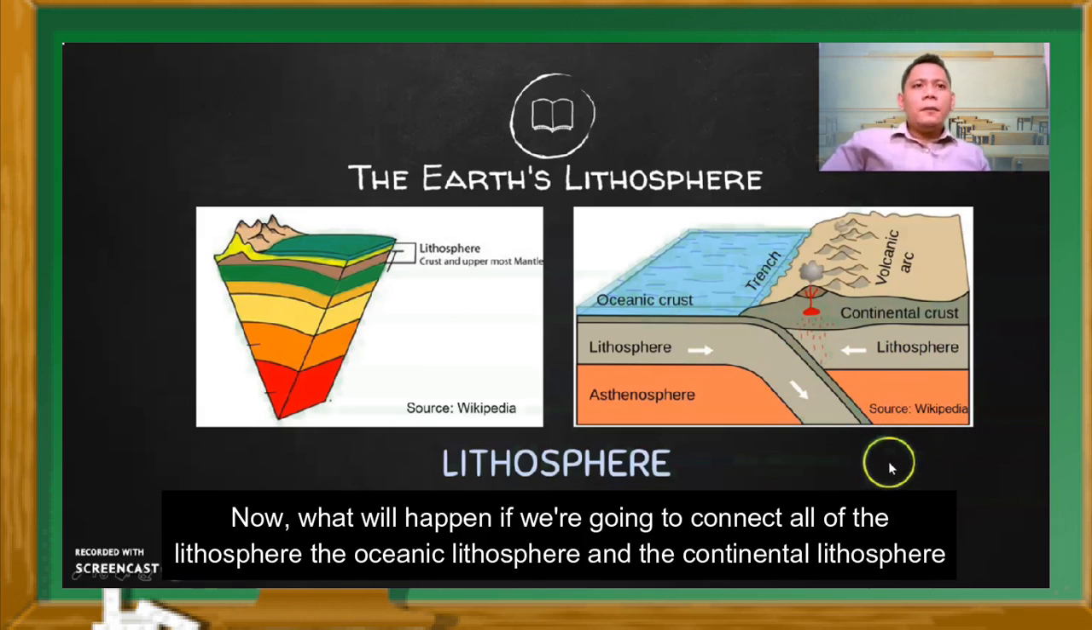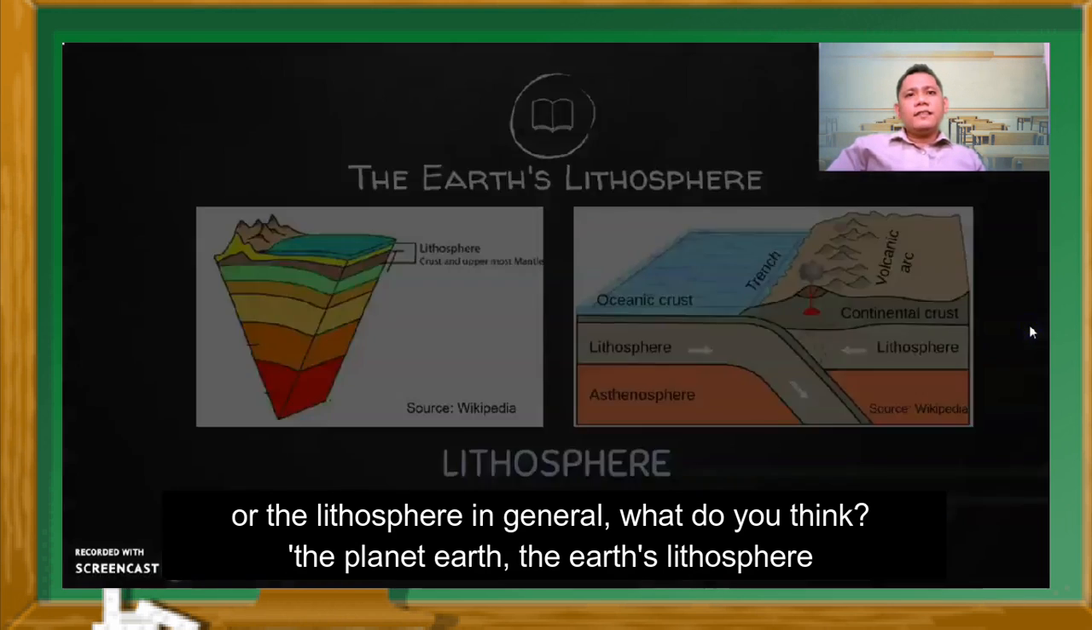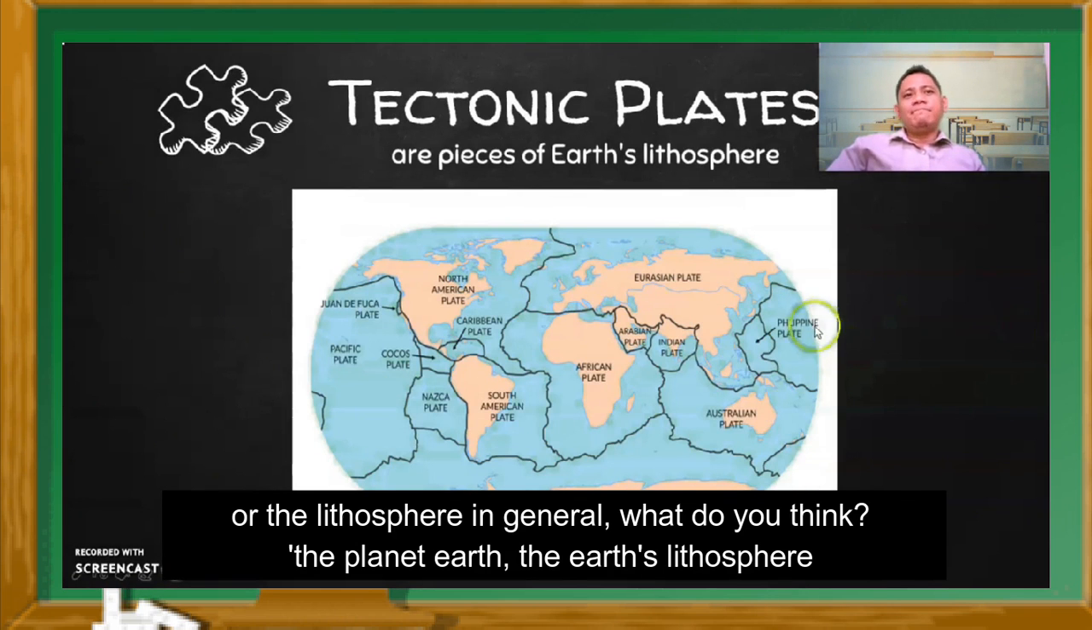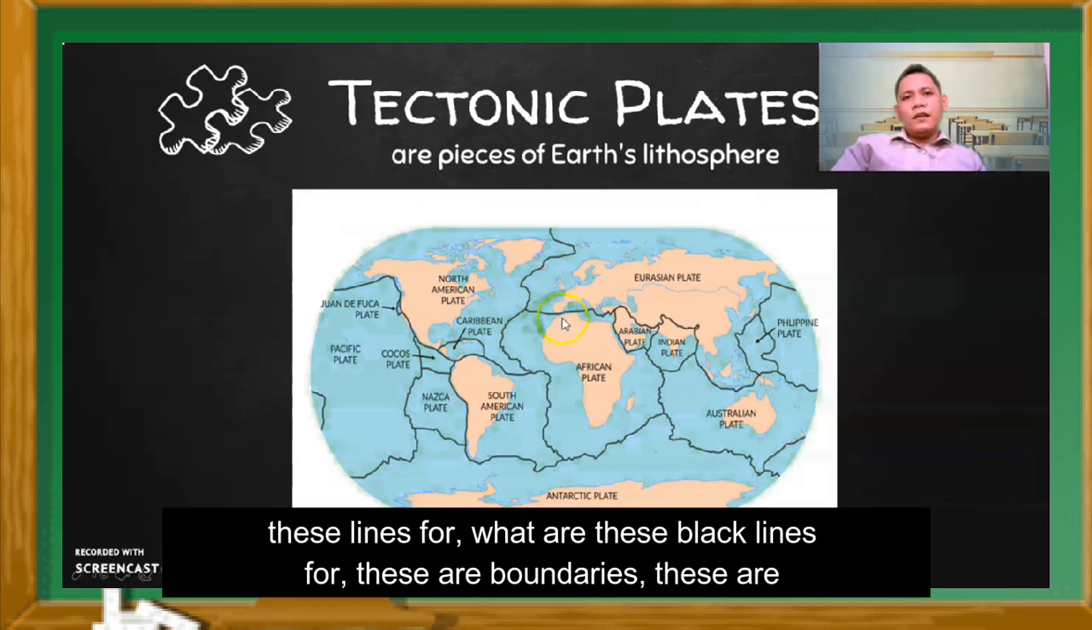Okay. Now, what will happen if we connect all of the lithosphere, the oceanic lithosphere and the continental lithosphere, or the lithosphere in general? This is what we get. The planet Earth. The Earth's lithosphere, all combined together, makes up the Earth. But look at this one. What are these lines for? What are these black lines for?